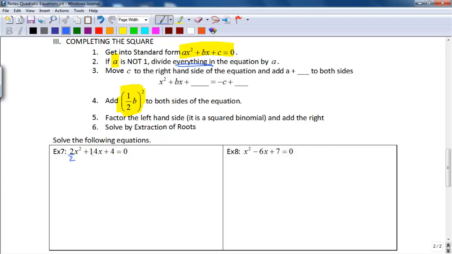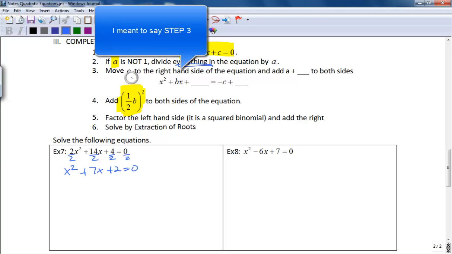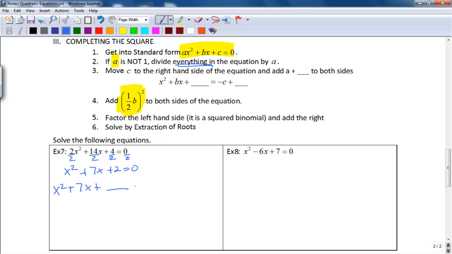So I'm going to divide this by a, and that by a, and that by a, and that by a. Remember, a in this problem is 2. So 2 over 2 gives me x squared plus 14 over 2 is 7x plus 4 over 2 is 2 equals 0 over 2 is 0. So I end up with x squared plus 7x plus 2 is equal to 0. Next, you have to move your constant c to the other side. So I'm going to rewrite this as x squared plus 7x plus blank is equal to, moving this to the right-hand side, negative 2 plus blank.